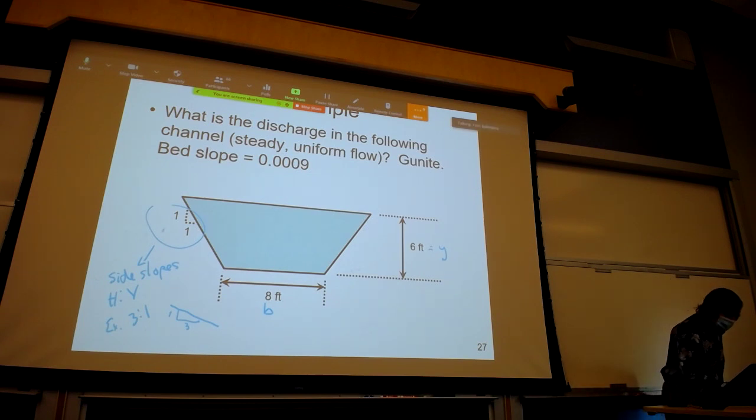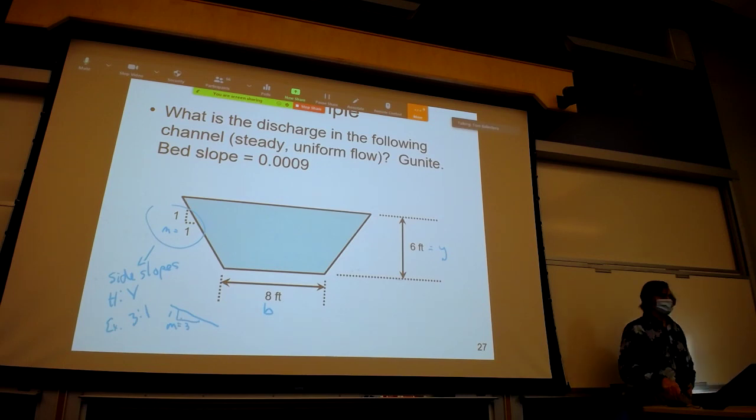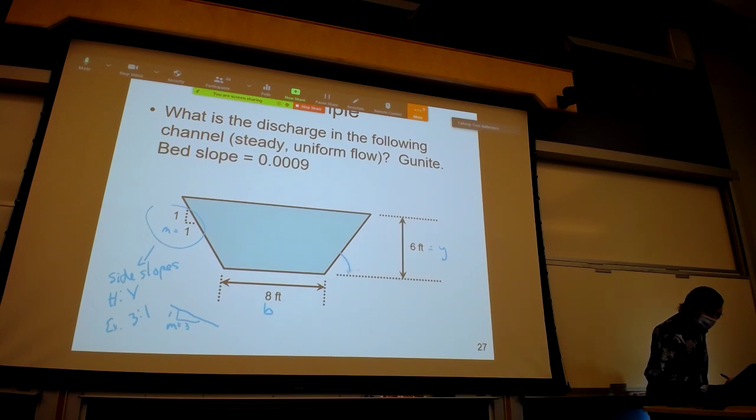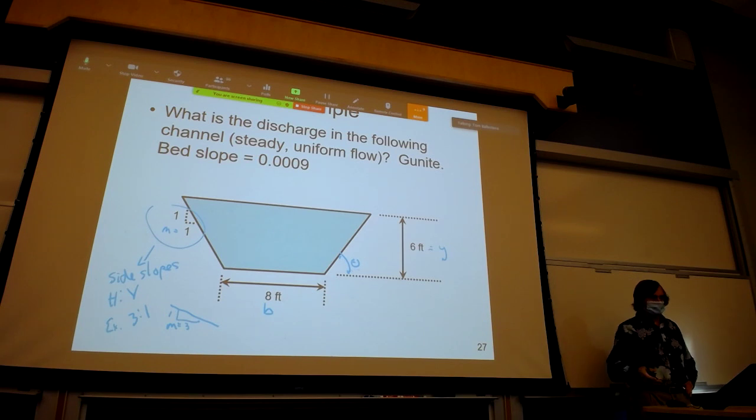Sometimes we'll call that M, some authors call it Z. And so they'll just say the side slopes, M is equal to 2. In this case, M is equal to 1. And what that basically gives you is this angle, but it also is defining the area and the wetted perimeter.